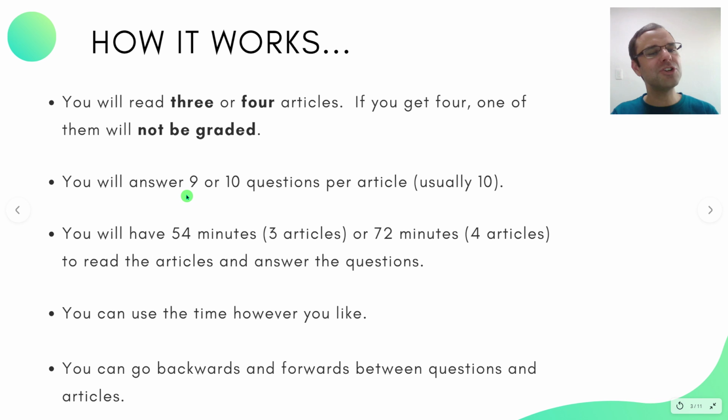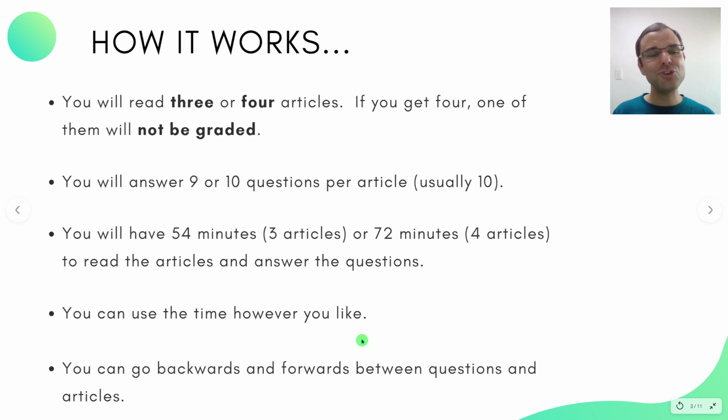You're going to answer 9 or 10 questions per article. Now this is usually 10, almost always 10, but in certain cases you could get an article that has just 9 questions. I'll talk about that in just a moment. You're going to be given 54 minutes or 72 minutes to read all of the articles and answer all of the questions. Now, you can use this time however you like.